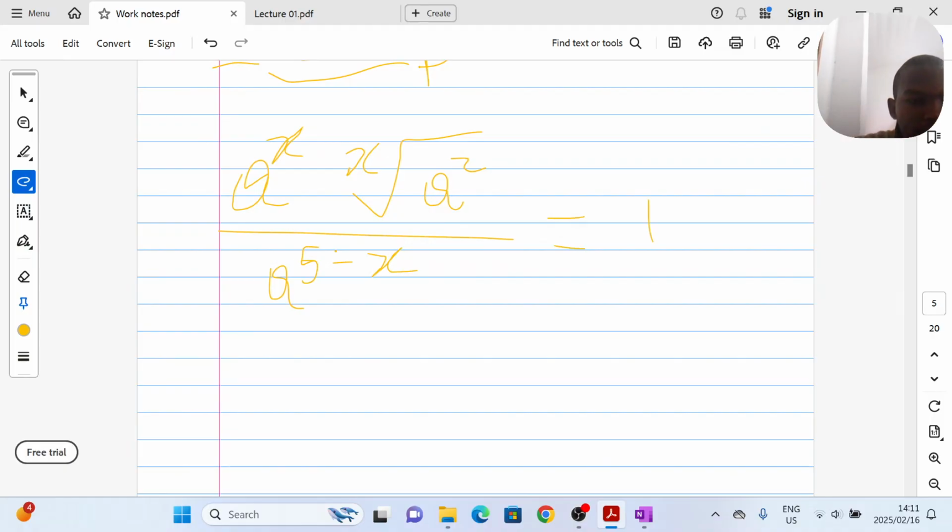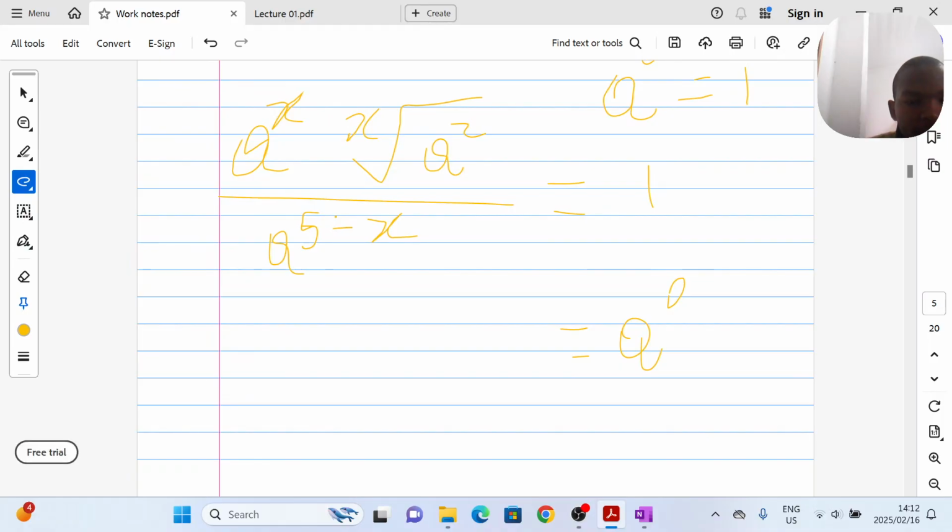Now, we can see that on the left hand side we have a's everywhere. On the right hand side we have a number. So first we have to realize that if a is not equal to 0, a to the power 0 is equal to 1. So we're going to change this 1 to be a to the power 0. We assume that a is not equal to 0 because if a is equal to 0, this whole thing on the left is going to be undefined.